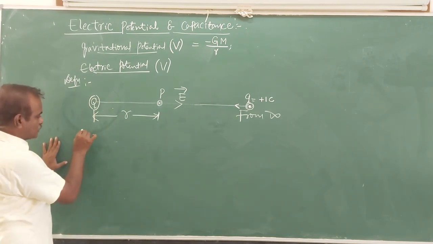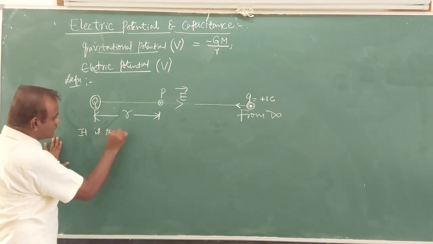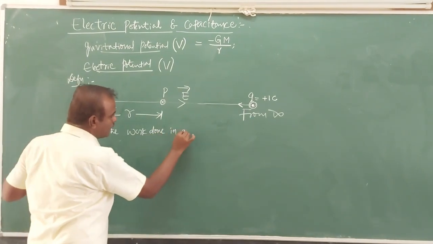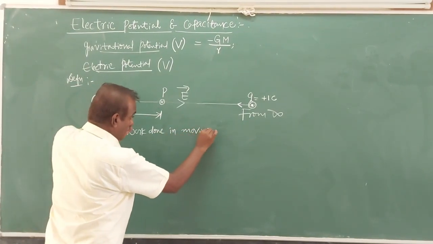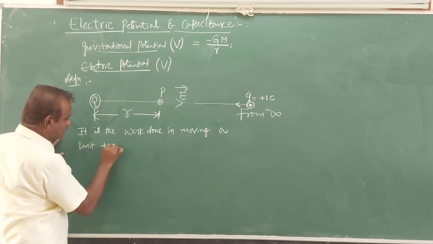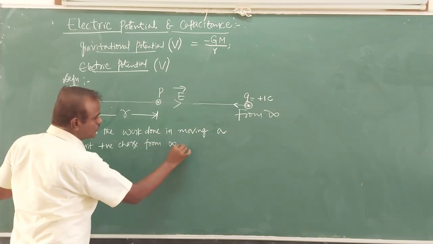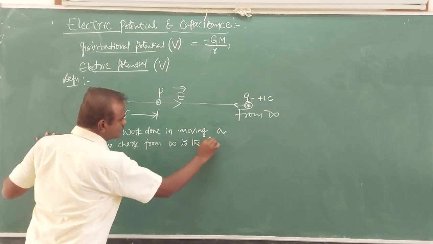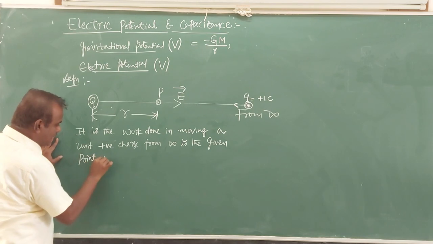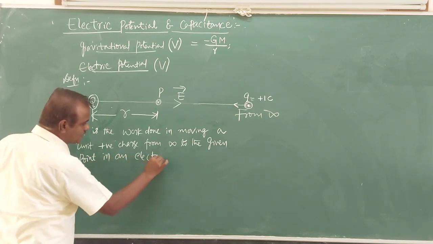Electric potential: so I write, it is the work done in moving a unit positive charge from infinity to the given point in an electric field and against it.